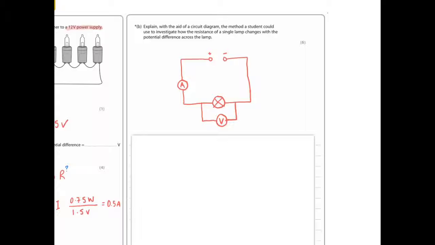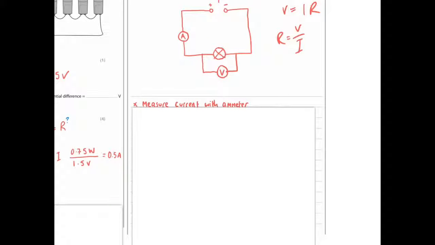So remember, to work out resistance, V equals IR, voltage equals current times resistance. So resistance equals voltage divided by current. So what we'd have to do is change the voltage. So we could change the power supply. We can up the voltage there, and we'd have to take the readings of voltage and current across the bulb, voltage across the bulb and current running through it, and we'd have to step them up incrementally and work out the resistance each time. So measure current with an ammeter.